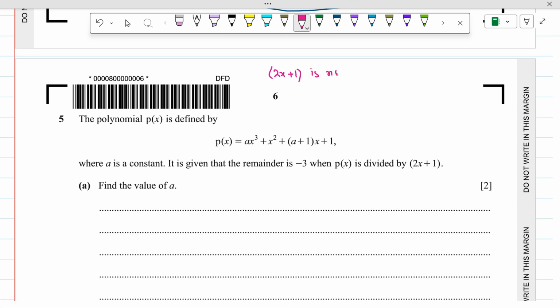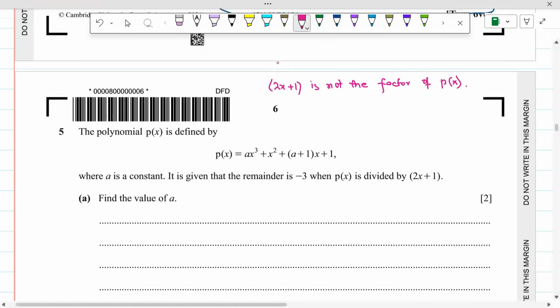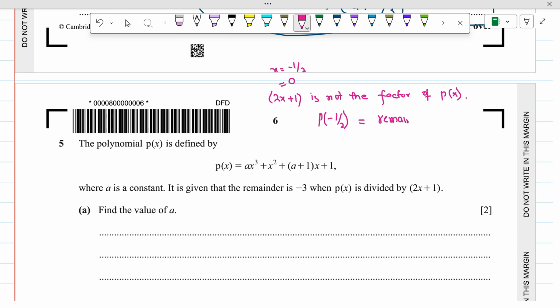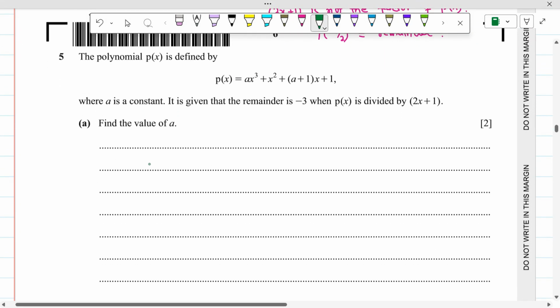When 2x plus 1 is a factor of p of x, we equate this factor with 0 and find the value of x, which equals negative half. So p of negative half will equal the remainder. We will use this concept to find the value of a.